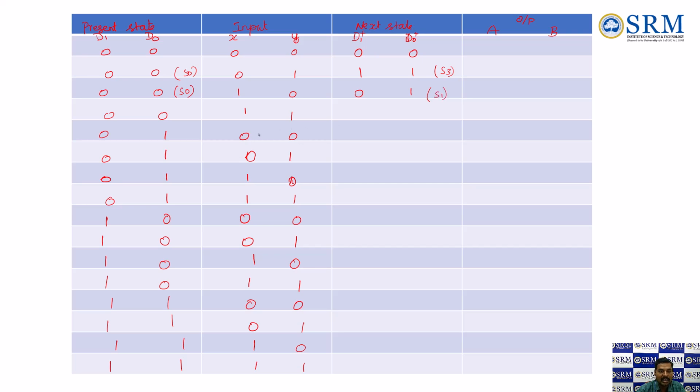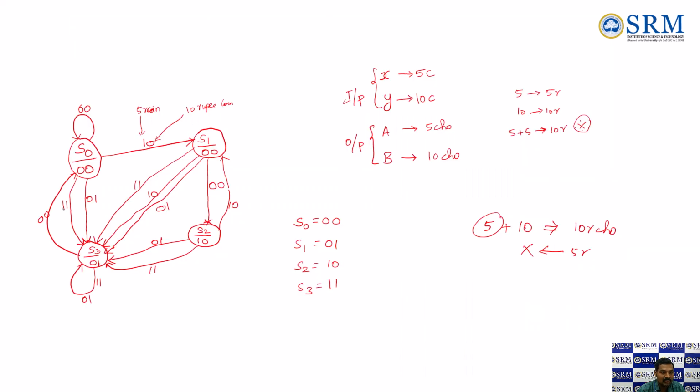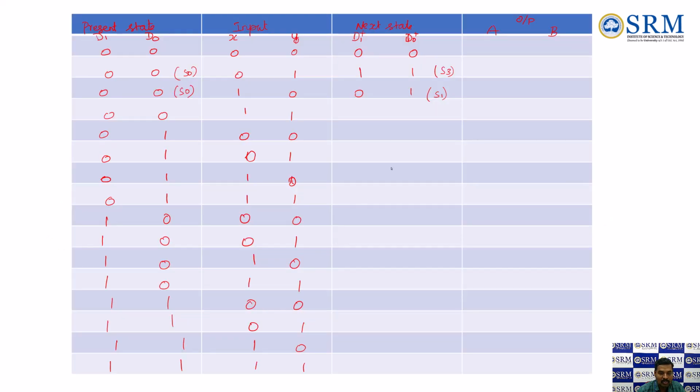Right? Similarly, I have to compare this with all the things. I'll tell for one more thing. For the S0 state, when both the inputs are high, that is, when 1, 1 is given, it moves to the S3 state. The S3 state value is 1, 1. So 1, 1 is actually S3. This is again S0. So here you can note it down.